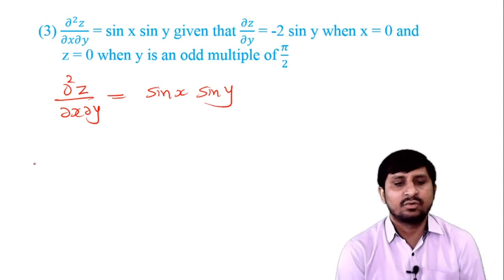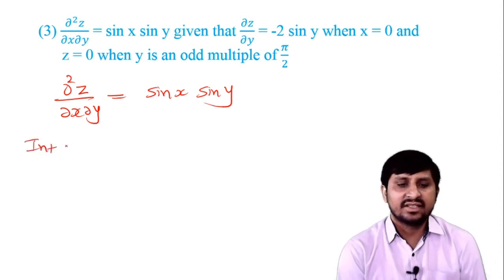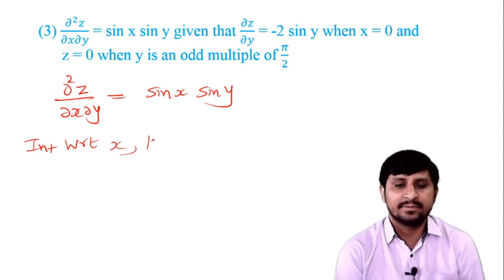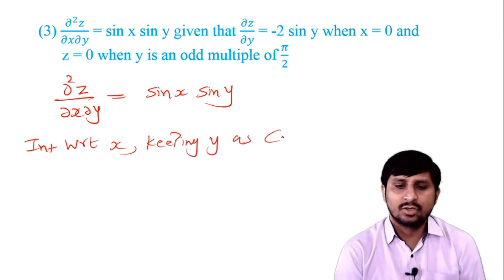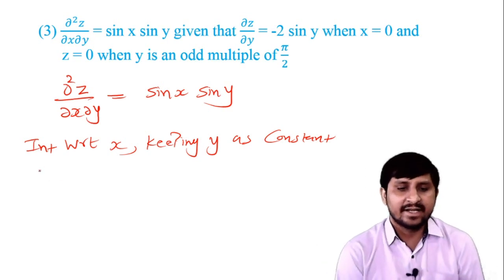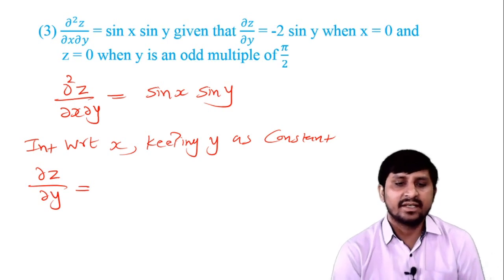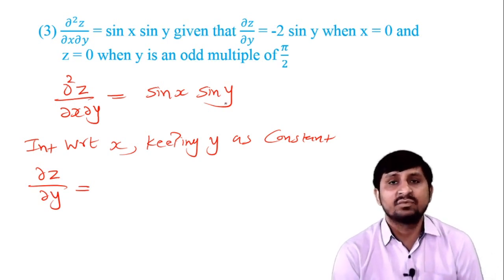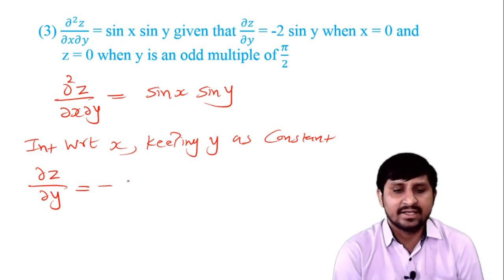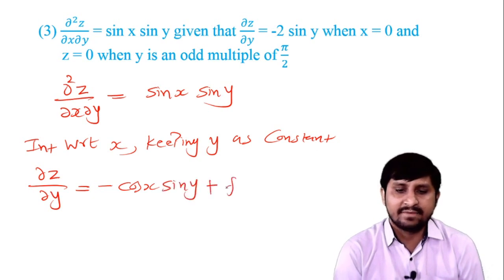So first I integrate with respect to x, keeping y as a constant. Right, now del z by del y, I can write del z by del y, integration with respect to x. So sin y is a constant function, integration of sin x with respect to x, so that is minus cos x sin y as it is, and plus f of y.